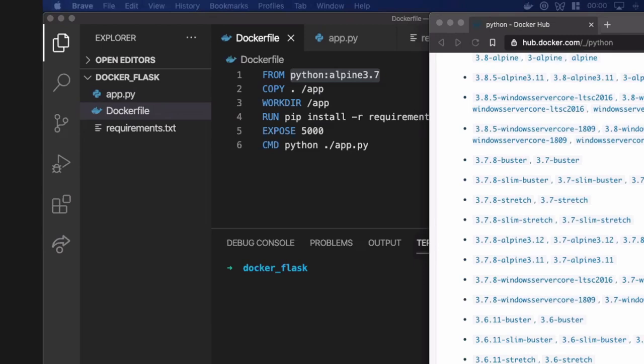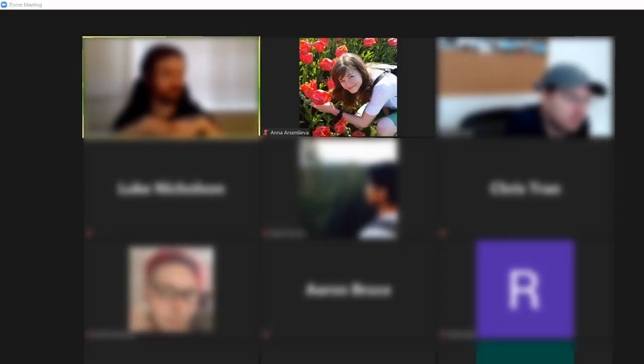Was like Alpine is like the, and you're saying it's like the smallest sort of lightweight operating system. But is it that like Stretch has its own operating system as well? Or is. Cool. Any other questions?